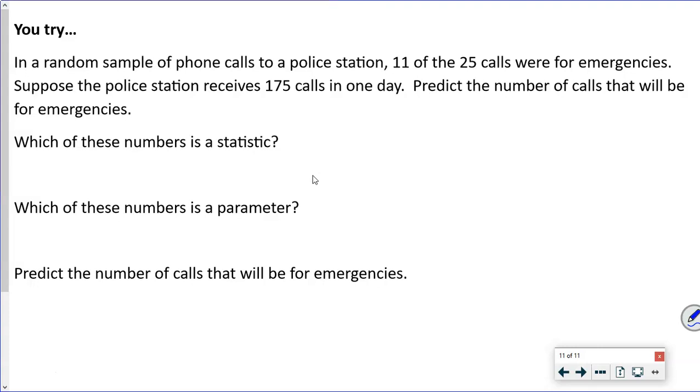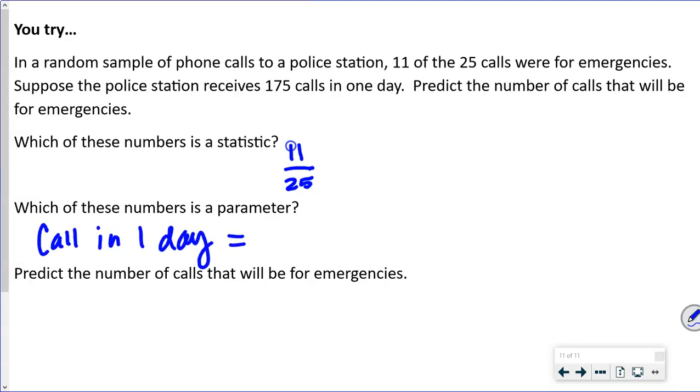All right, here's our last question. In a random sample of phone calls to a police station, 11 of the 25 calls were for emergencies. Suppose the police station received 175 calls in one day. Predict the number that would be for emergencies. So which of these is the statistic? So that's our 11 over 25, right? So that's emergency calls over calls, right? Which of these numbers is the parameter? That would be the calls in one day, which was how many? Yep, 175, okay?